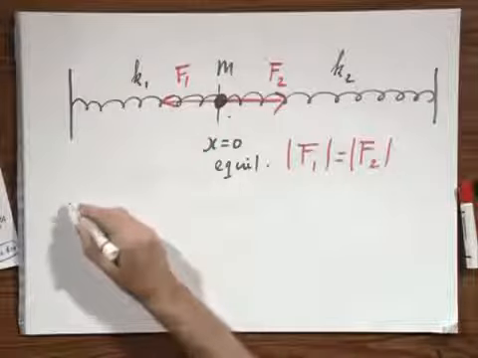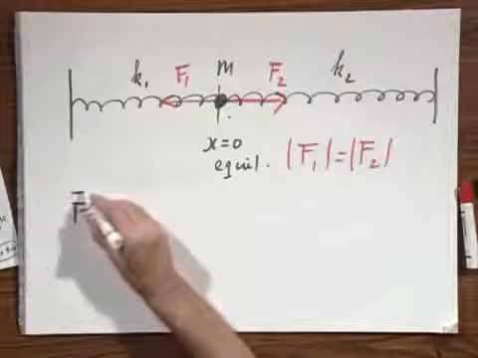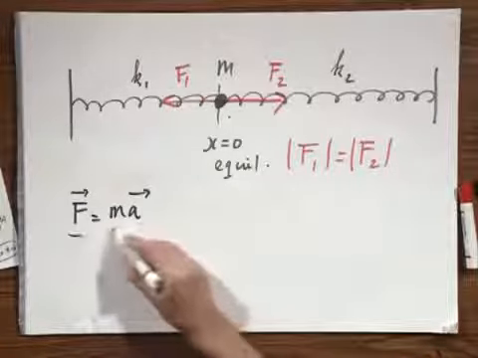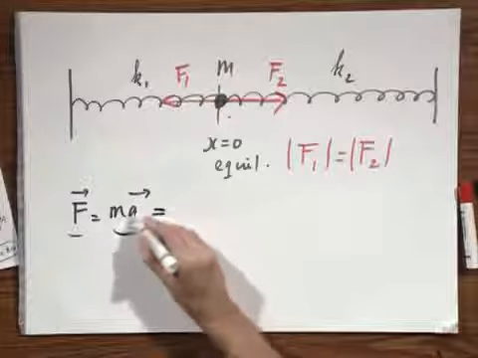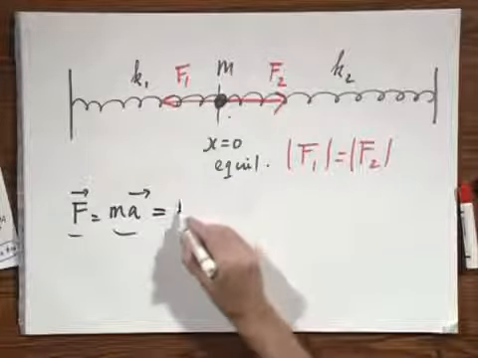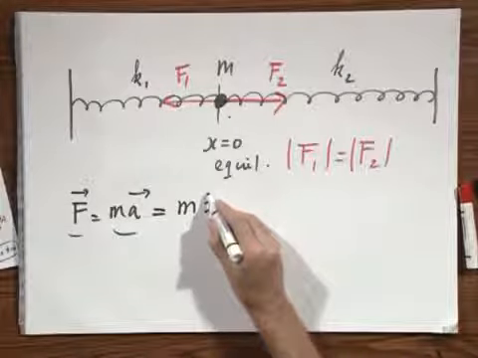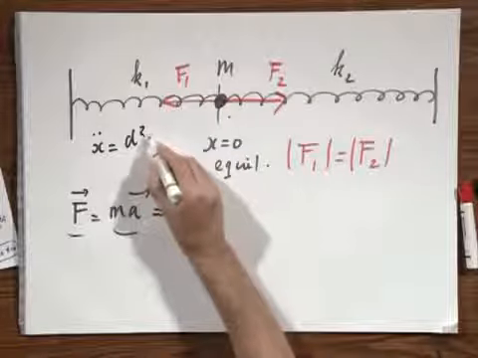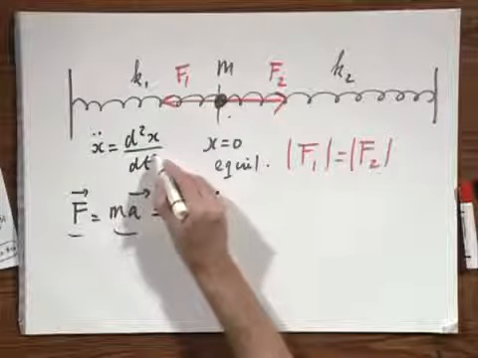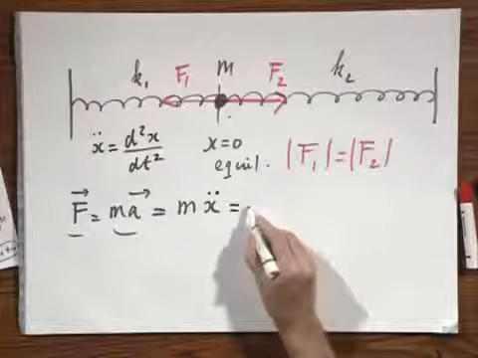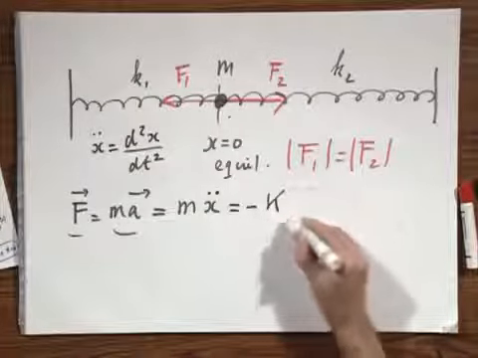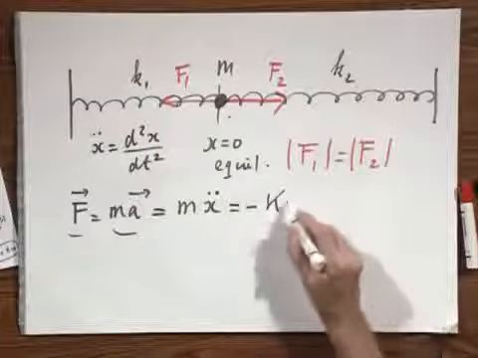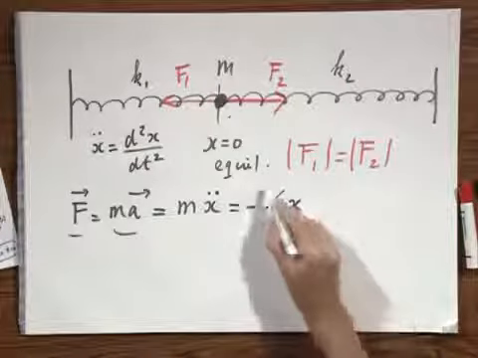So I write down a one-dimensional differential equation. F equals ma, Newton's second law. This is a vector, this is a vector. Now, a is the second derivative of x, so I can write down for a, m x double dot, whereby x double dot equals d2x dt squared. And that now equals minus capital K, which is the equivalent spring constant, in this case K1 plus K2, times x.